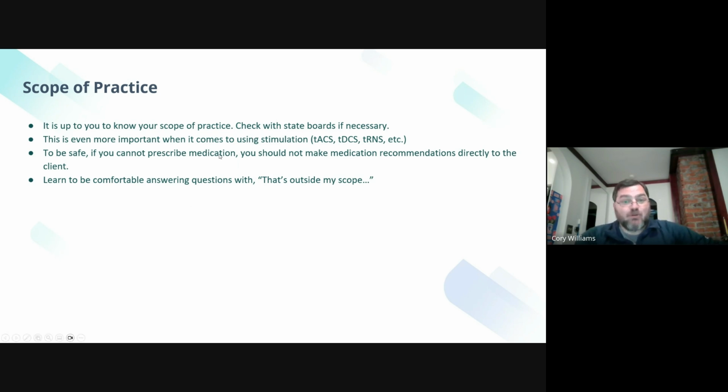If you cannot prescribe medication, you shouldn't make medication recommendations directly to the client. I tell people all the time, I'll talk with your doctor about it. But when you say it directly to the client, oh, I think maybe you would benefit from Lamictal, they tend to hear that as a definitive as opposed to a gentle recommendation. And so you want to avoid putting yourself in hot water and making it sound like you're recommending meds when you're not. So I always try to have that conversation directly with the medication provider as opposed to directly with the client.